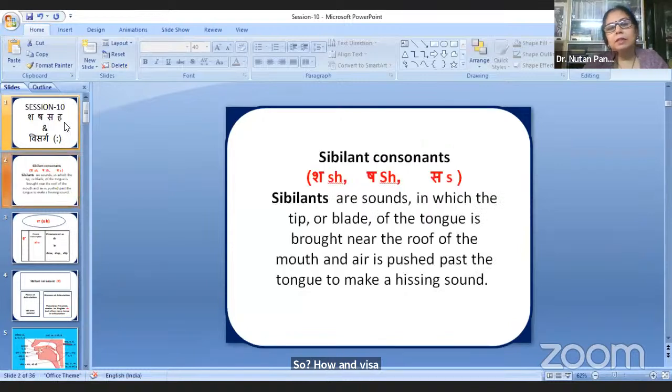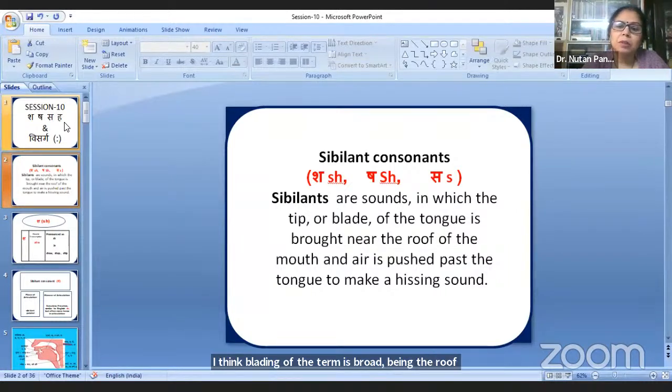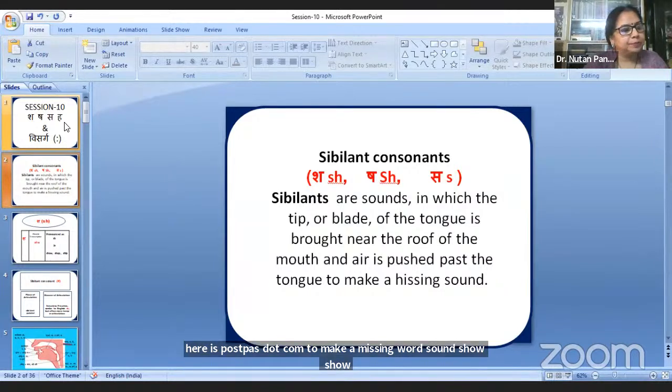In Hindi, sha, sha, and sa are sibilant consonants. Sibilants are sounds in which the tip or blade of the tongue is brought near the roof of the mouth and air is pushed past the tongue to make a hissing sound. Sha, sha. It's just like a hissing sound.